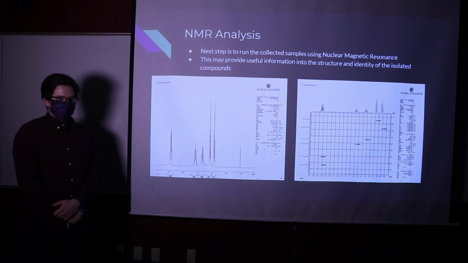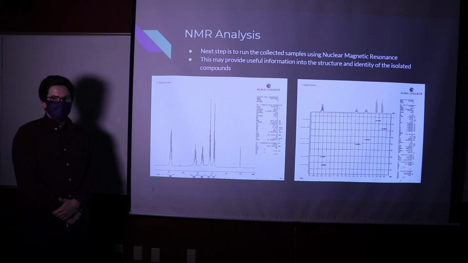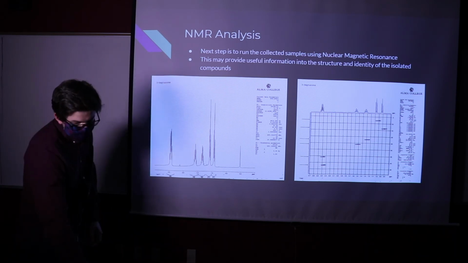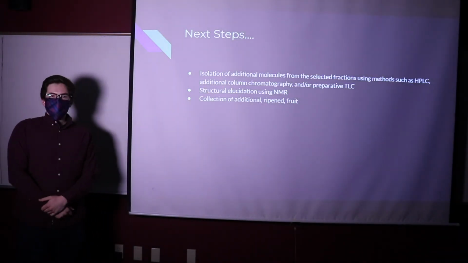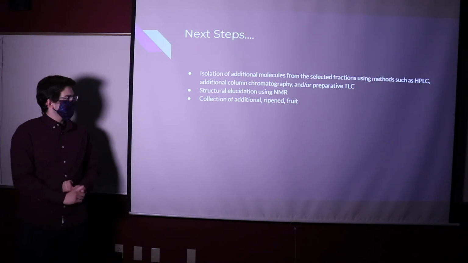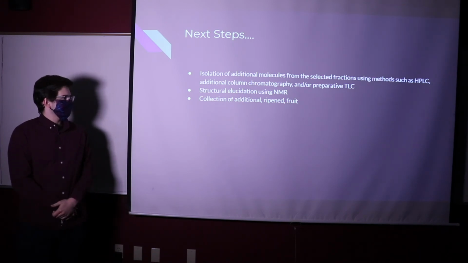So that is what I've done up to this point, and now I'm at the point where I would like to analyze these elution fractions using nuclear magnetic resonance spectroscopy. And what this analysis technique will do is it will help to indicate some of the structure and or identity of the compounds that I've isolated. And so for the next steps, NMR is the big one for me to see if I can figure out anything about the structure and identity of these compounds.